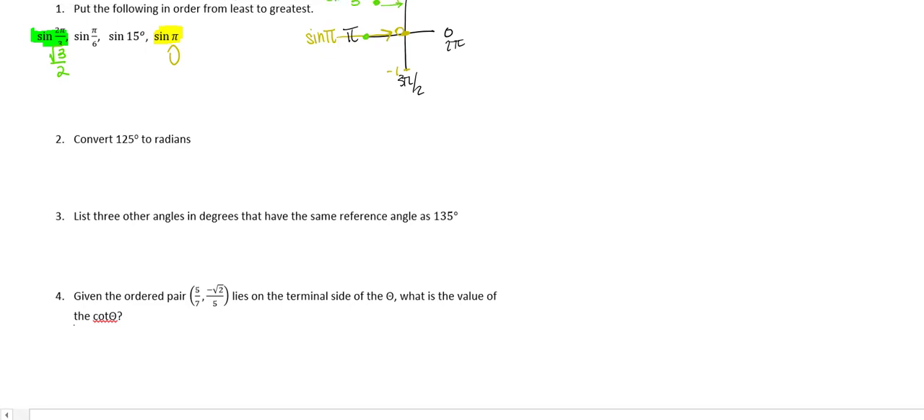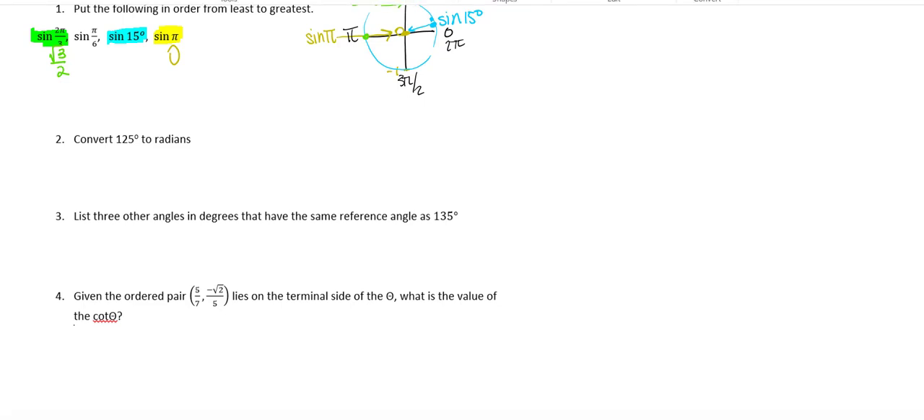Next one, let's do 15 degrees. So 15 degrees is not on my unit circle, but I know where 30 degrees is. 30 degrees is right here, so I know that 15 is going to be right there. So pretty close to 0, but a little bit above. So far we have sine of pi is our smallest, then sine of 15, then 2 pi over 3.